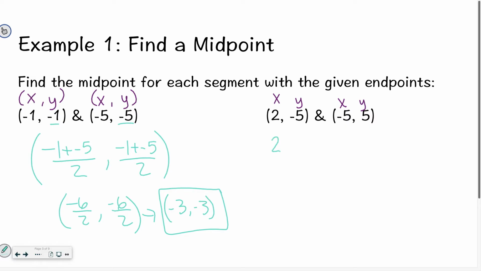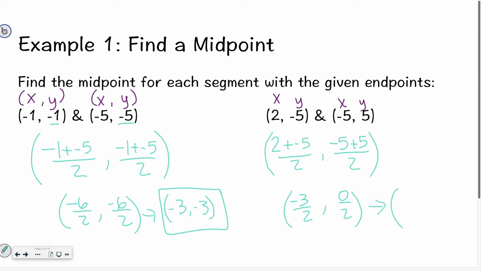So then my x's, I have a 2 plus a -5, and I'll divide that by 2. And my y's, I have a -5 plus a 5, and I'll divide that by 2. 2 plus -5 is -3 divided by 2, and -5 plus 5 is 0 divided by 2. Now, I can either leave that as -3 over 2, or you can write -1.5. I'm okay with either one. And then we have 0 divided by 2, which is just 0. And that is my answer for the second problem.